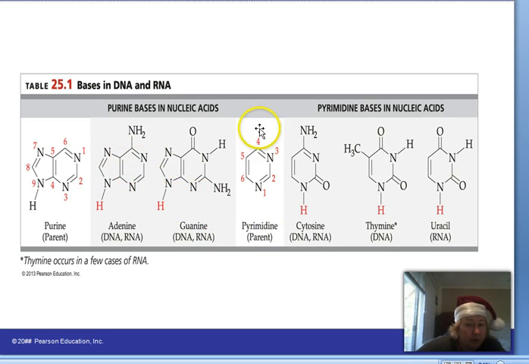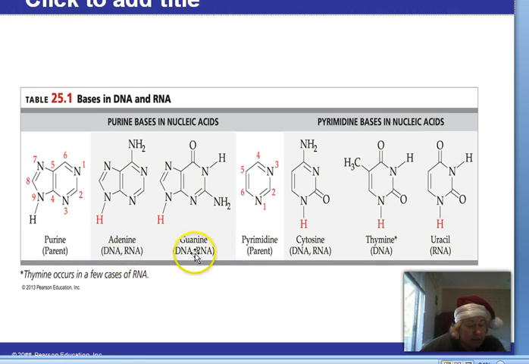This is our pyrimidine here. It's just one ring. 1, 2, 3, 4, 5, 6. And it's cytosine, which goes together with guanine. Do you see how the puzzle fits together? You have to have a 2-membered ring with a 1-membered ring. C goes with G. Then you have thymine or uracil, depending on if it's DNA or RNA, and it goes with adenine. Does that make sense?